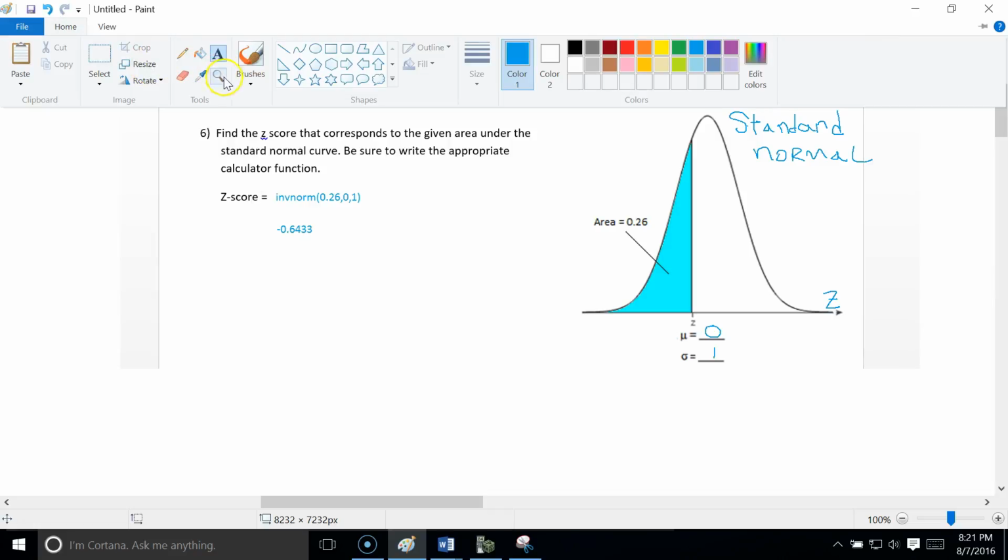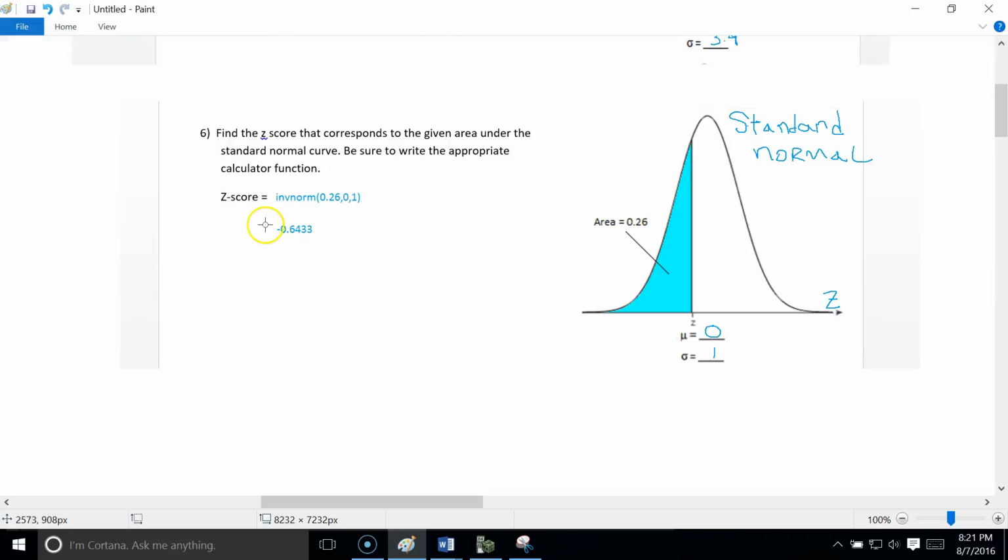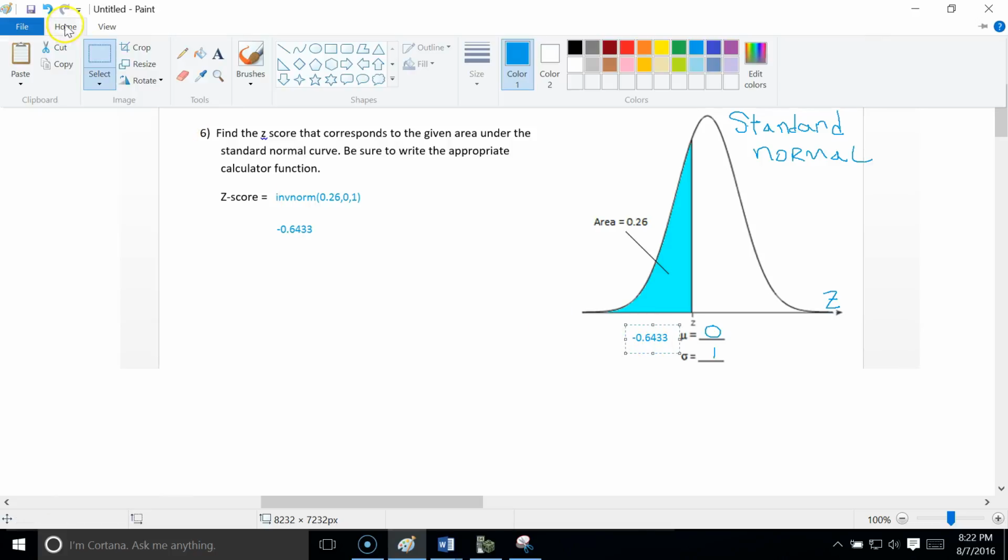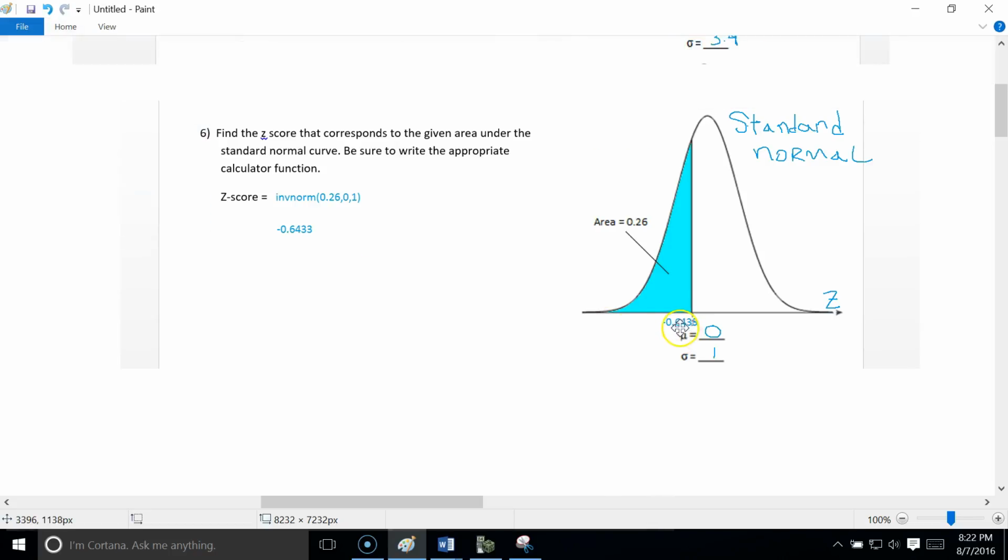Okay, so that value belongs over here. This guy right in there is the value that traps the lowest 26% of the data. So this should go right in there. Let's put it right in here. Squeeze it right in there. That z value is negative 0.6433.